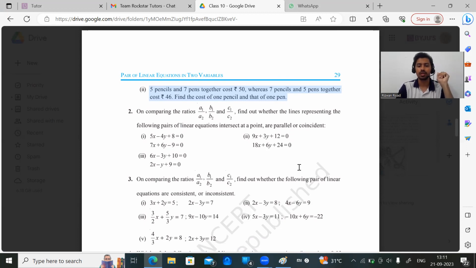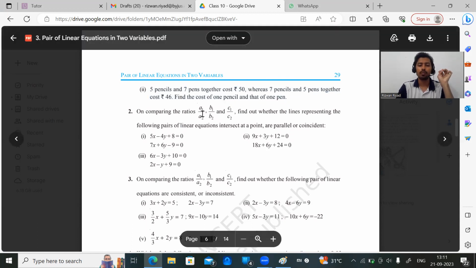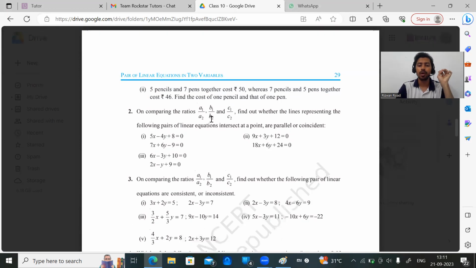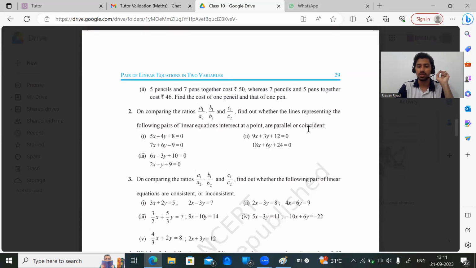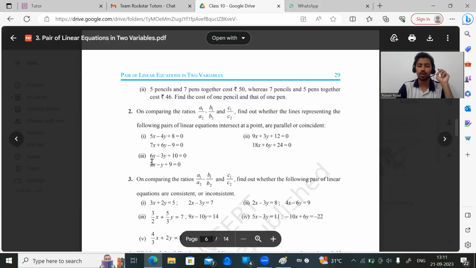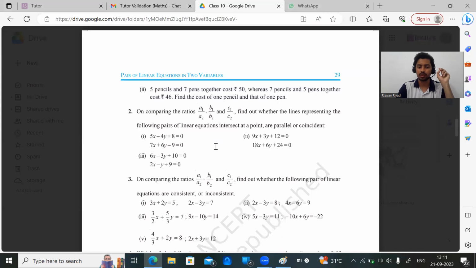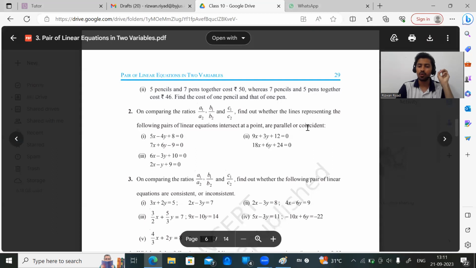All right, now let's move to the second question. In the second question, on comparing the ratios a1 by a2, b1 by b2, and c1 by c2, find out whether the lines representing the following pairs of linear equations intersect at a point, are parallel, or coincident. We are given three pairs of linear equations in two variables, and in each pair we have to find whether the lines intersect at a point, or are parallel or coincident.